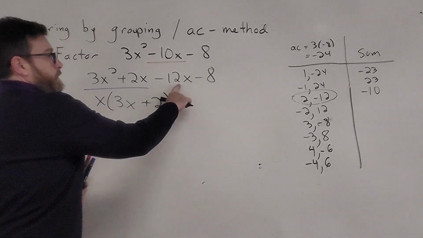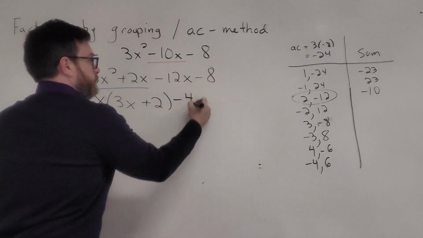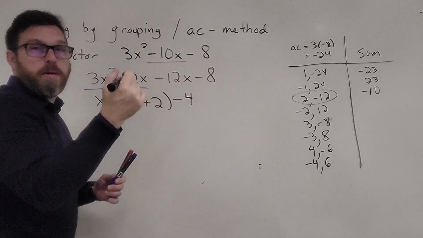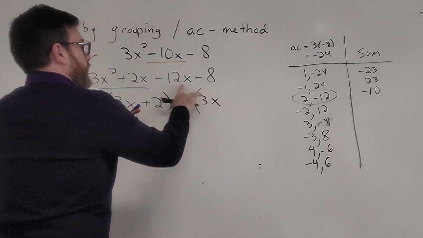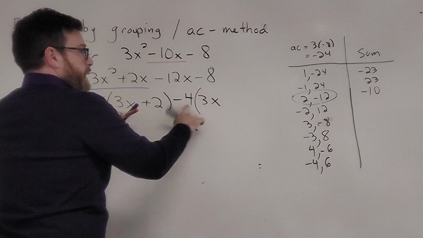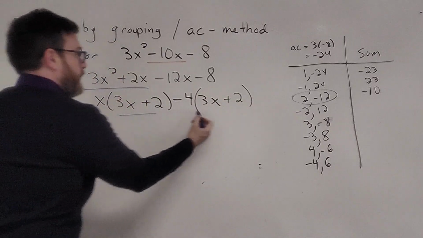So what do I have to factor out of this negative 12 to produce a positive 3x? Well, negative 4. Negative 12 divided by negative 4 is a positive 3. And I still need an x here, so this is going to be 3x. And then negative 8 divided by negative 4 is going to be positive 2. So I can see that I have that common binomial that they share.